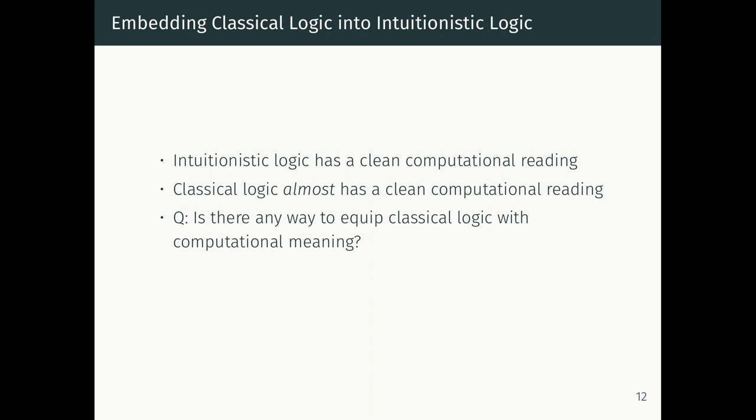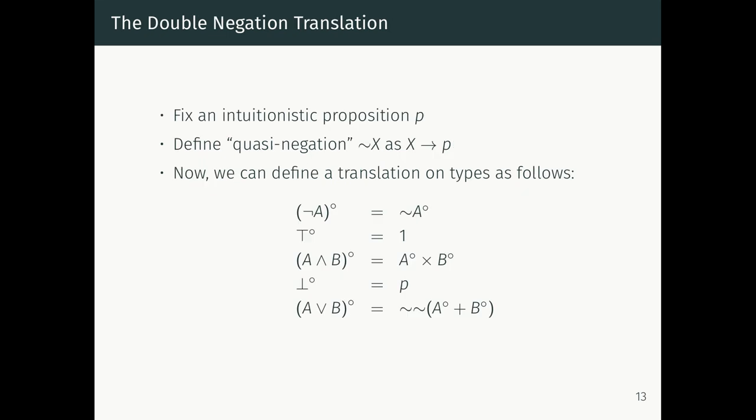intuitionistic logic as a restriction of classical logic, but do we have to? Maybe we can go the other way around. Maybe what we can do is embed classical logic into intuitionistic logic and thereby acquire a computational reading by inheritance. If we were somehow able to squeeze every bit of classical logic right into intuitionistic logic, then by translation we would get a computational reading for classical logic. And that's what we're going to pursue in the rest of the lecture.